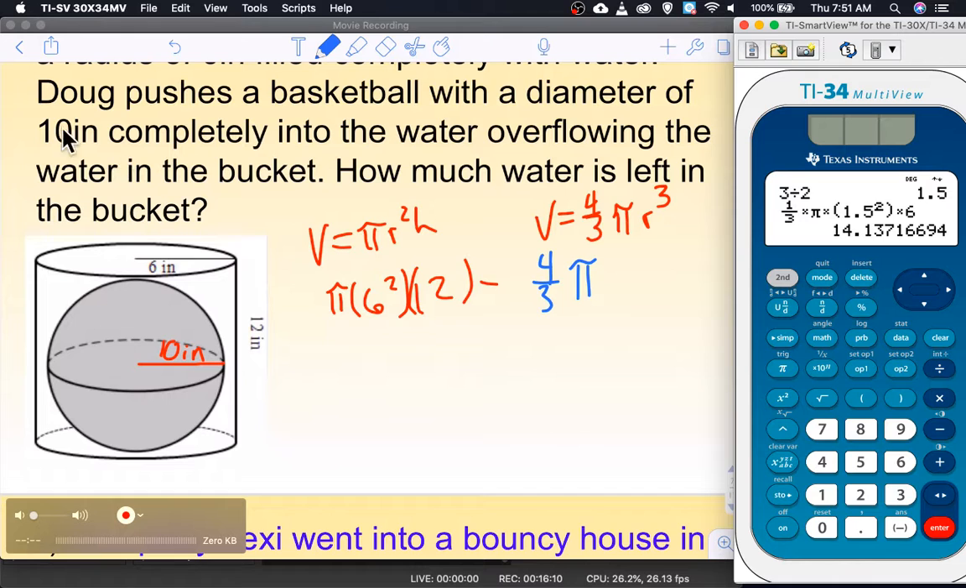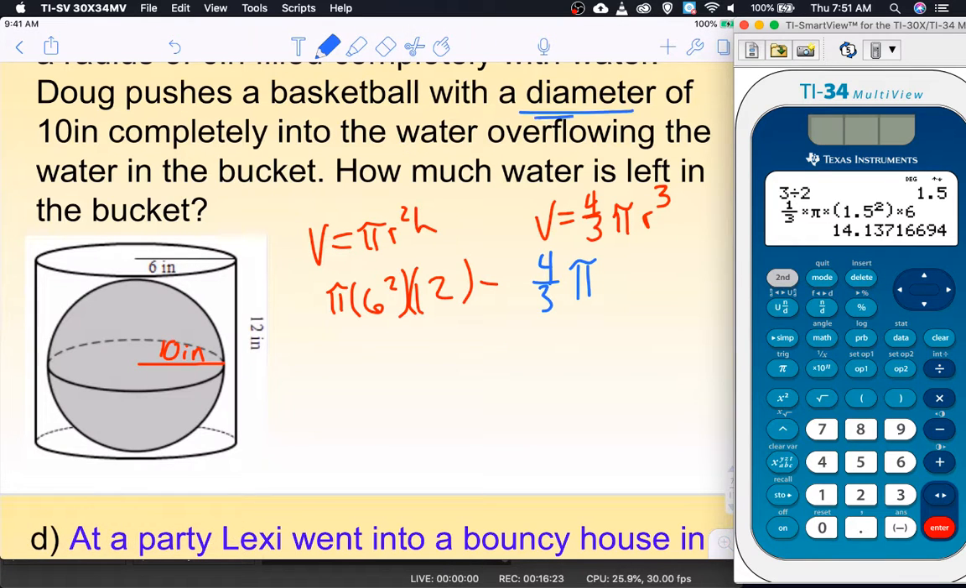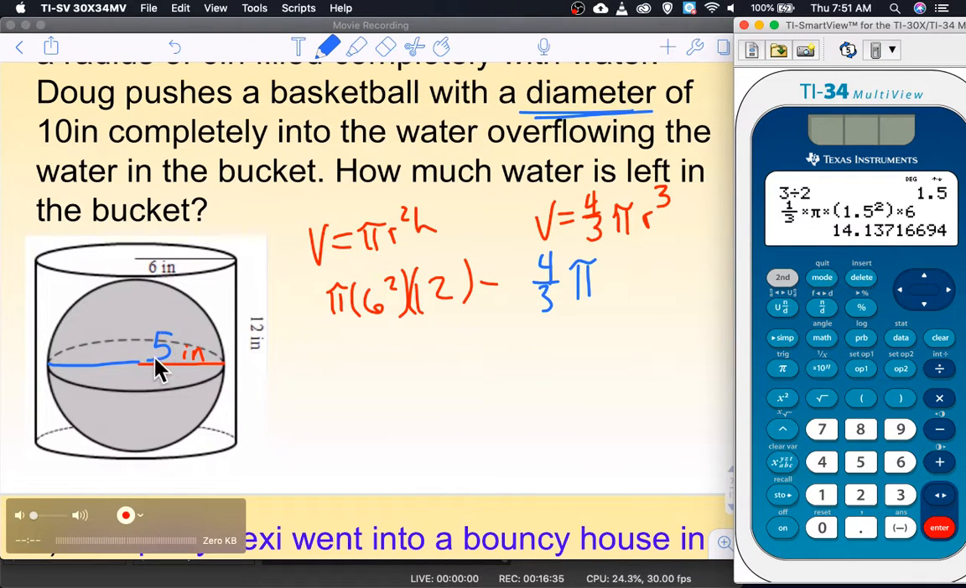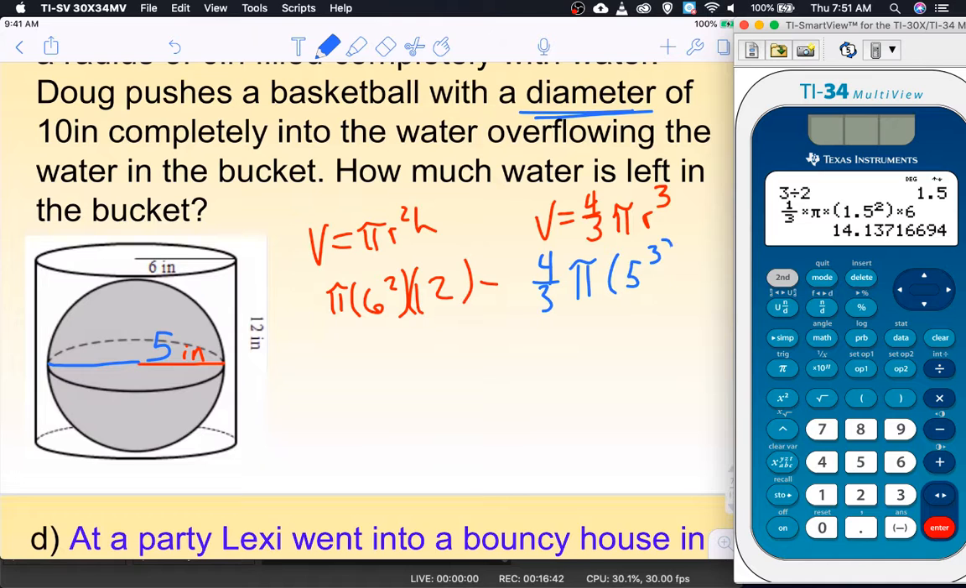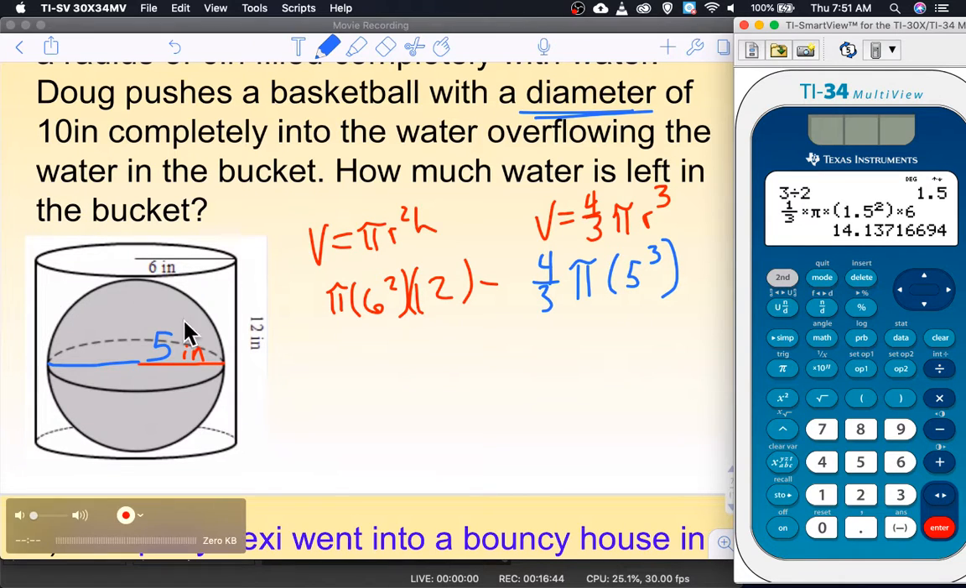Ooh, I think I labeled my picture wrong. Doug pushes a basketball with a diameter of 10. I looked at this and I said, wait, how can this 10 be smaller than that 6? It wouldn't even work. That's because I made a boo-boo. The basketball has a diameter of 10. That would be this. That's 10 inches. Okay, so then what would be my radius? Half of it would be 5. That makes much more sense because now the basketball could actually fit inside the bucket. The radius is smaller than that radius. So that's the math we'd want to do.